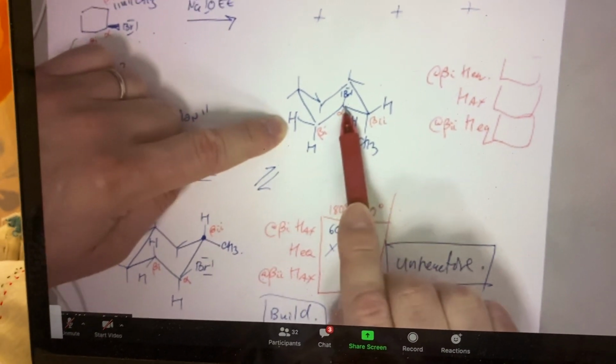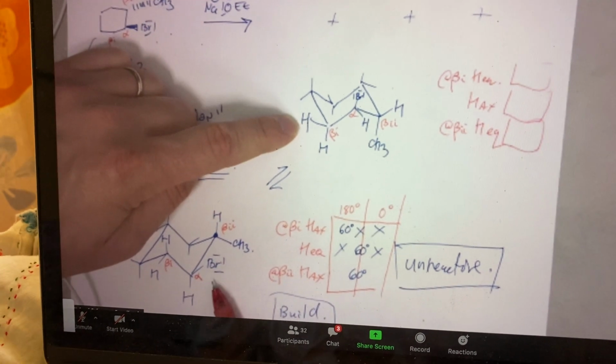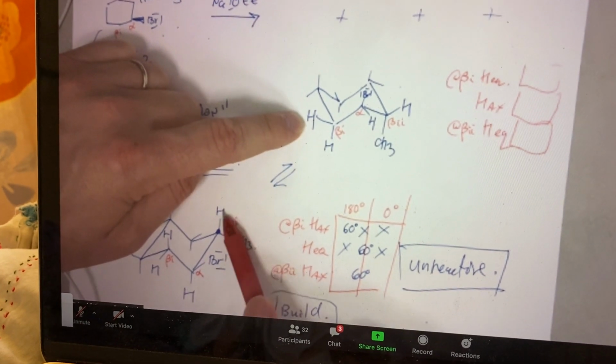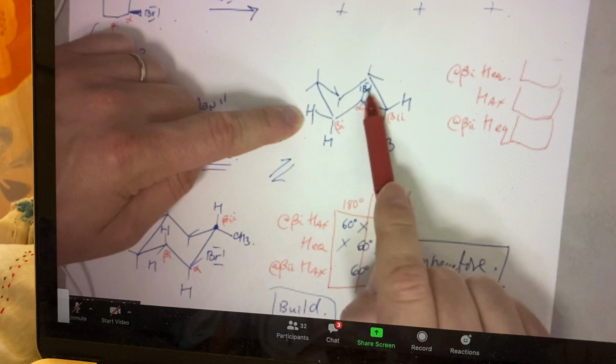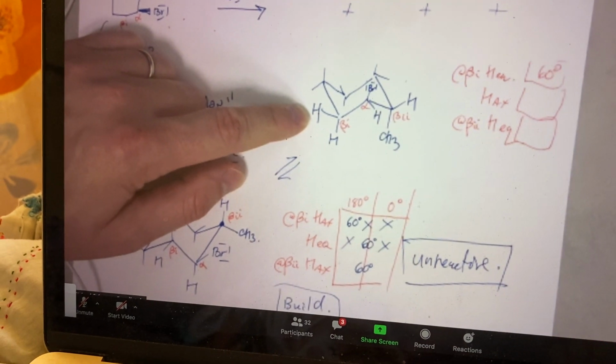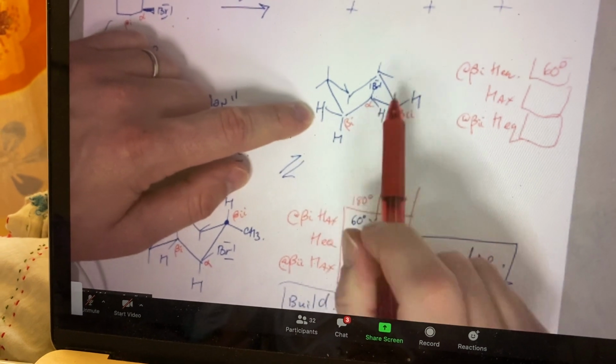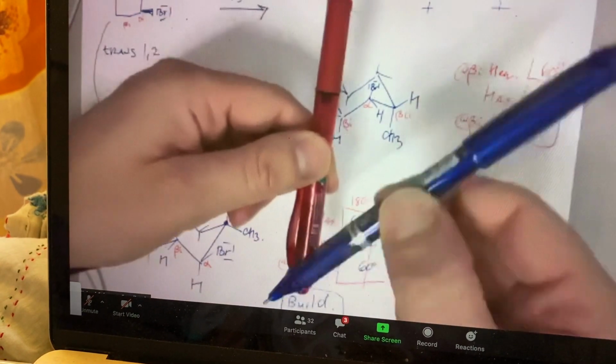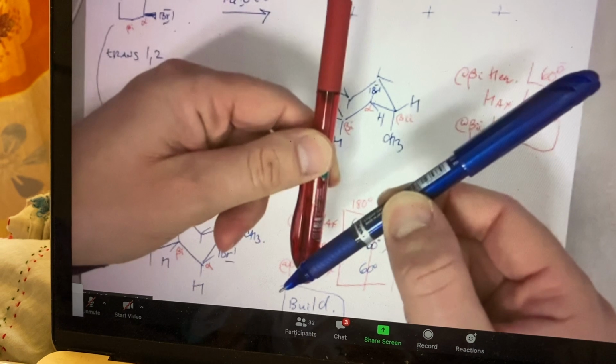Maybe from your chair you can see it better, or from our discussion we just had: when one group is equatorial, the other one is axial, the relationship between these two things is 60 degrees. Build it, see for yourself, but this is equatorial, that's axial, this is up and in the back, and our hydrogen is in the front. If we're looking down it, we have 60 degrees here.